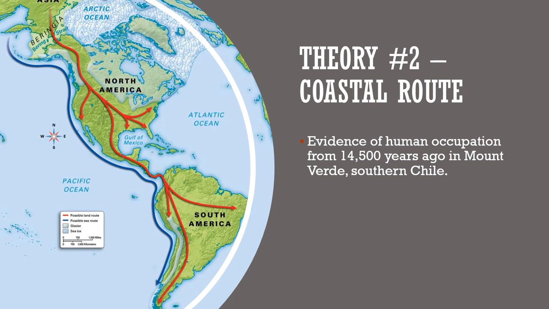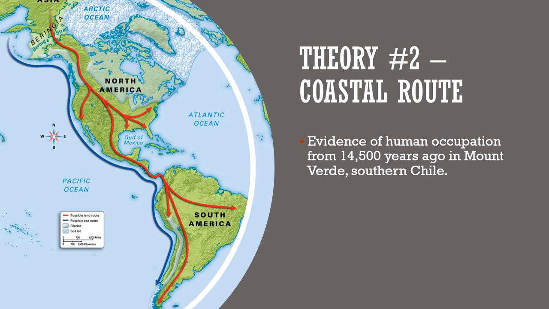And so the new theory that came about was the coastal route theory. And the idea is that human beings were using boats and moving along the coast of the Americas, probably subsisting off of fishing. And there would have likely have been a small ice-free zone all along the coast. And because they would have been in boats, they would have been able to move relatively quickly. So it's not that crazy of an idea to think that within just a few thousand years, human beings had made it all the way down to the tip of South America.